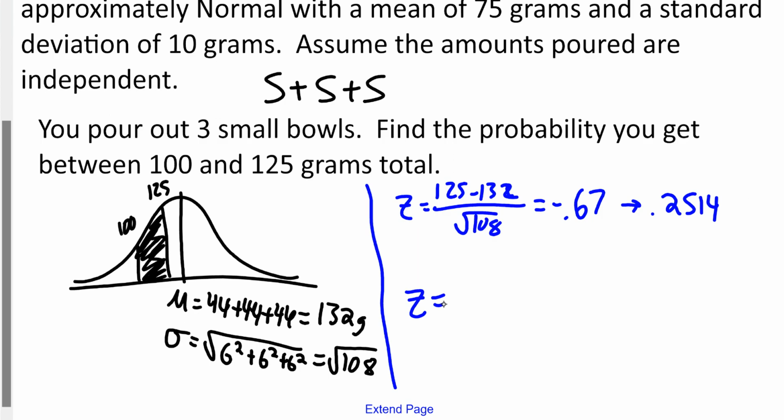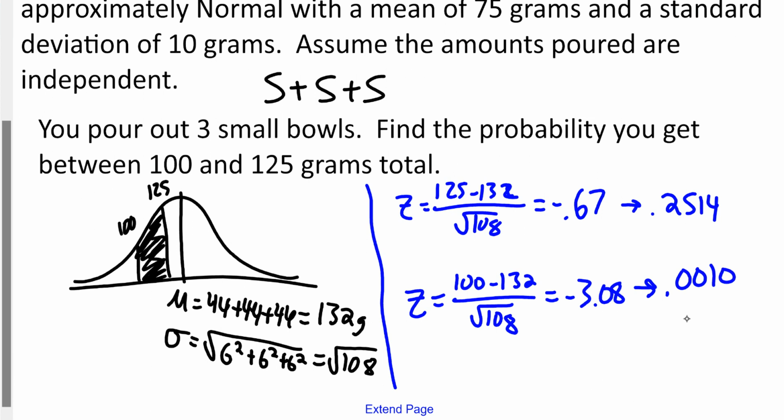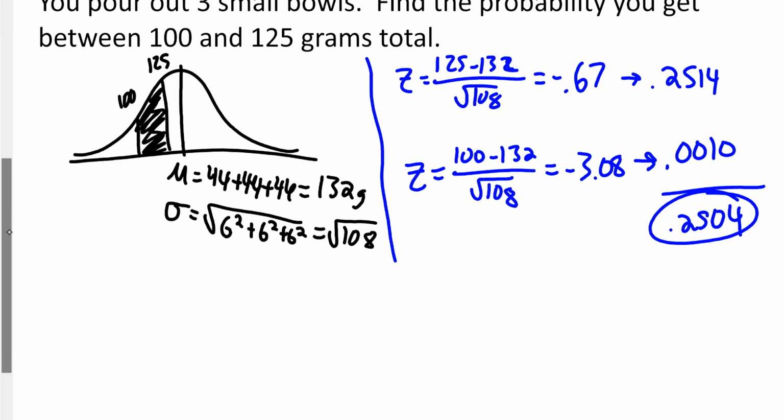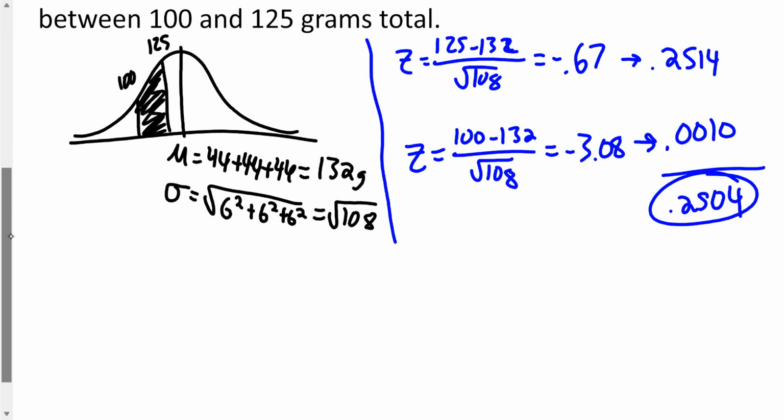So I need to find the z-score for 100. Same way, just different value. I got negative, this is a 0.308. So there's not much to the left of that. I have written down a probability of 0.0010. So if I subtract those, I get the in-between, which is 0.2504, which means there is a 25.04% chance that 3 bowls will end up between 100 grams and 125 grams.